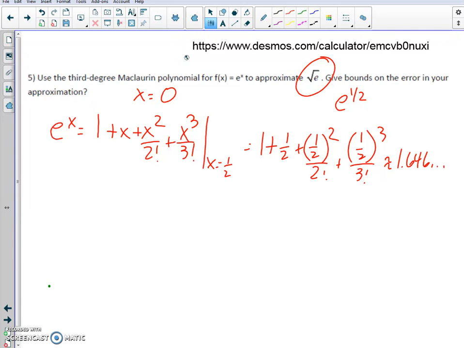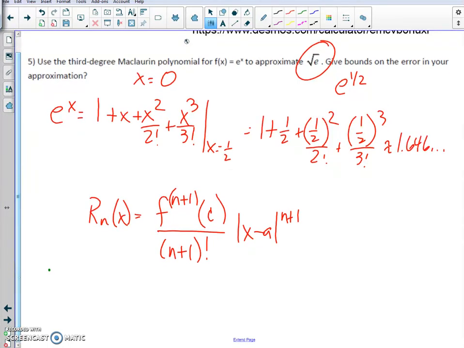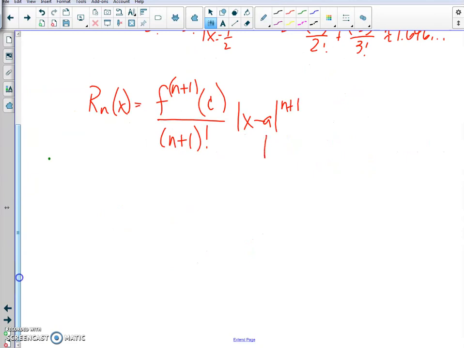We know that our remainder formula is f, the n plus first derivative at some c. That c, once again, that's always the big question. What is that value c? That c we're not going to know, but it is some value c on the interval from a to x. Our a value again is 0. Our x value is 1/2.